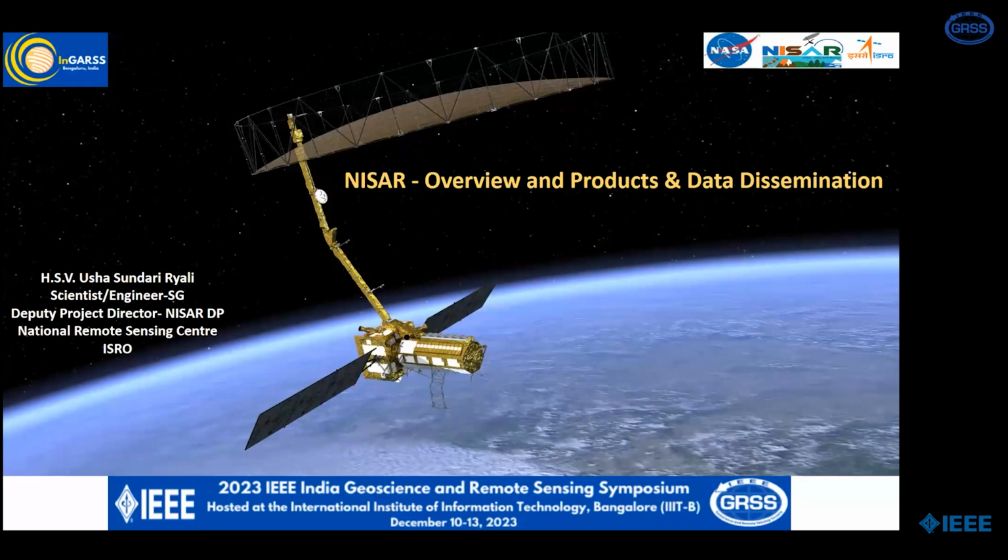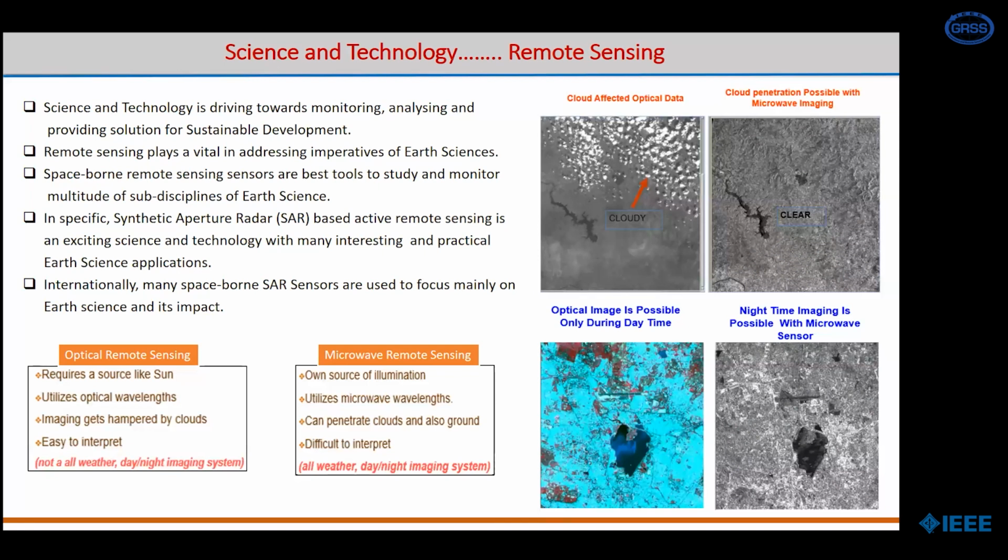from ISRO. As we all know, recent science and technology is driving towards monitoring and analyzing the different applications of the earth sciences. Remote sensing plays a very vital role in addressing all these imperatives of the earth sciences. Specifically, space-borne SAR sensors, using active remote sensing, that is synthetic aperture radar, have important and vital potential applications in studying earth dynamics.